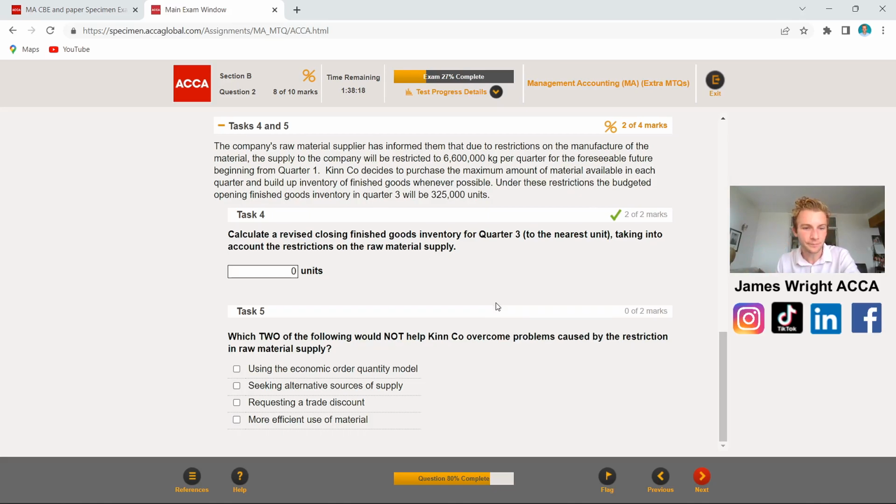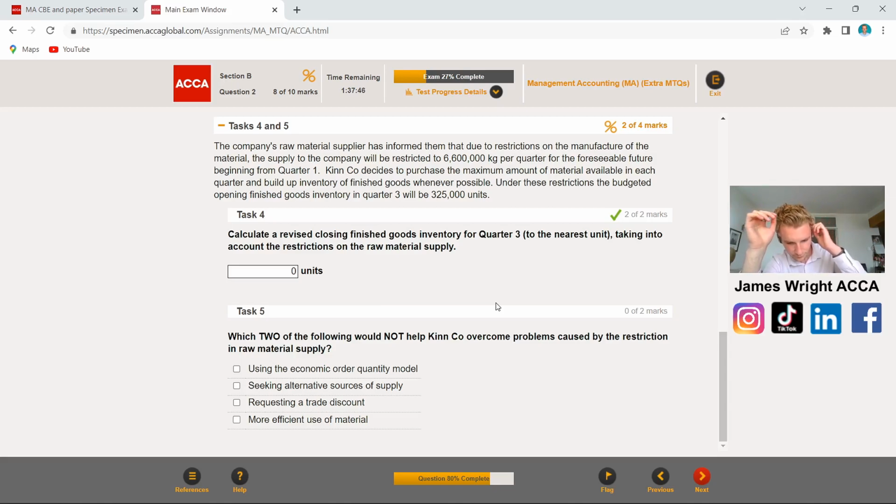in your exam. And then finally, we've now got the final piece at the bottom, notice the capitals: which 2 of the following would not help Kinco overcome problems caused by the restriction in raw material supply. So again, just read it through, notice the 2 and the not. In other words, we need the quantity to be going up to actually maximize this.